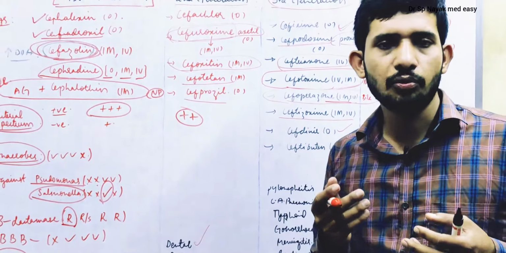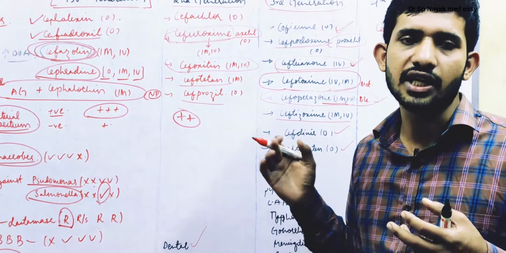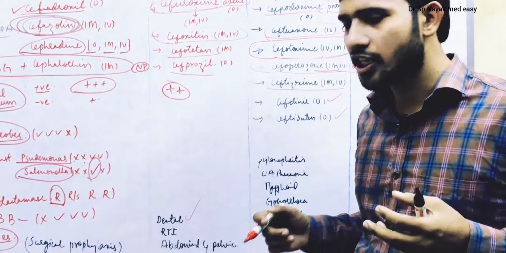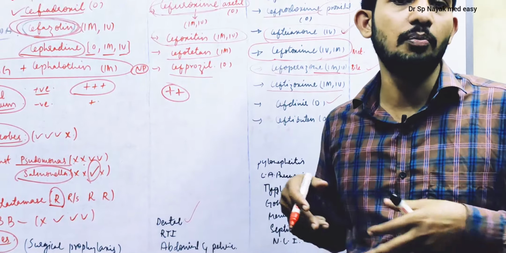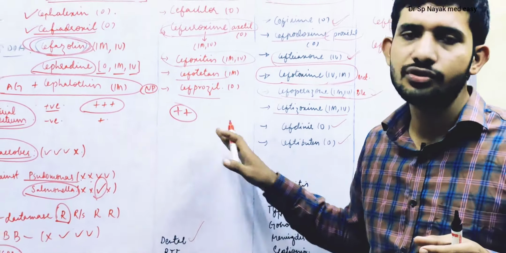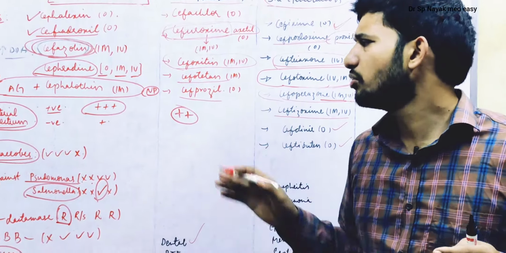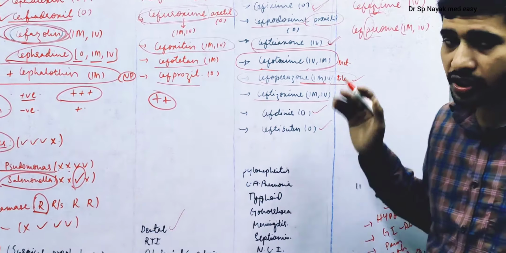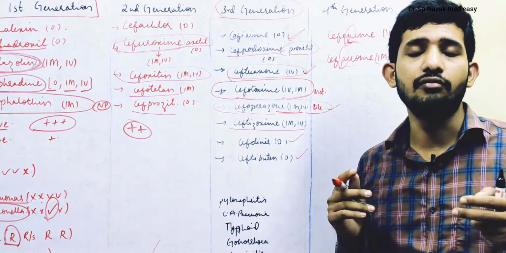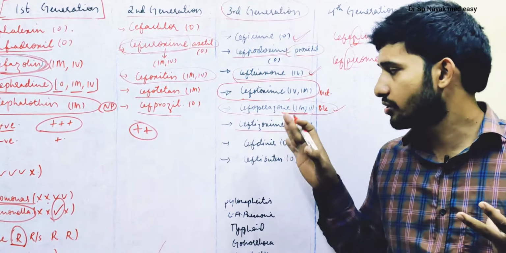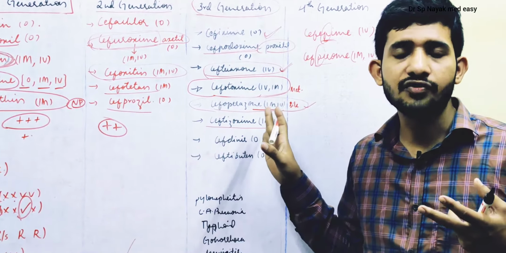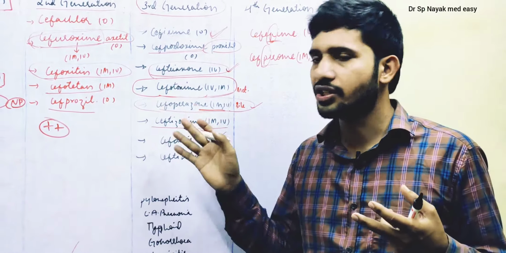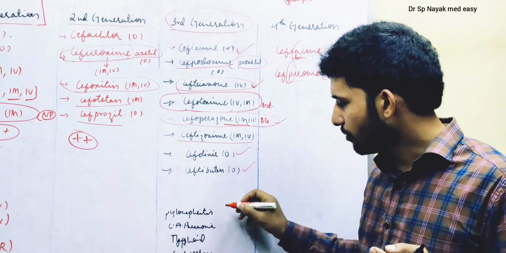So when a dental procedure is performed, we use second generation cephalosporins. And in respiratory tract infections, abdominal and pelvic infections, we use second generation cephalosporins. Most of the time we don't use second generation cephalosporins. And third generation cephalosporins will have many uses because these are very important drugs when compared with other generations of cephalosporins.